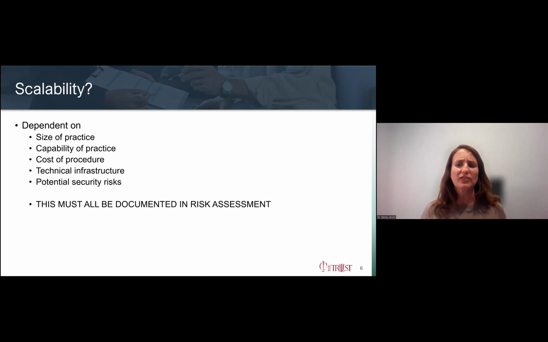The security rule specifies that you must conduct an accurate and thorough assessment of those risks and vulnerabilities to the confidentiality, integrity, and availability of the PHI that your practice holds, and implement those measures that are reasonable and appropriate to reduce the risks and vulnerabilities to an acceptable level.